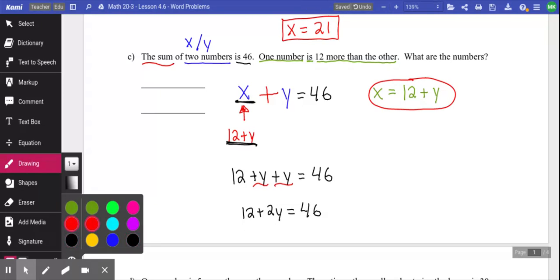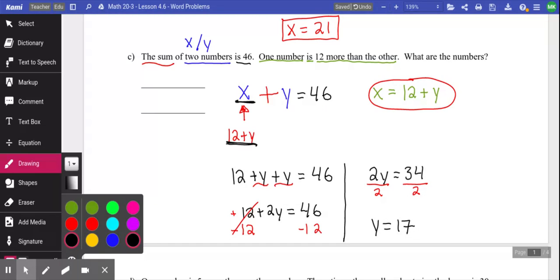We have to move that plus 12 first, right? That's an invisible plus 12. So the opposite of plus 12 would be minus 12. So we subtract 12 from both sides. That leaves us with 2y equals 34. And then we want to divide that 2 to the other side to get y equals 17.